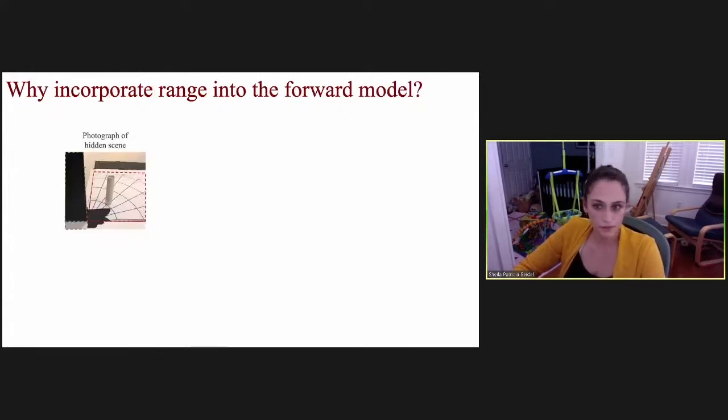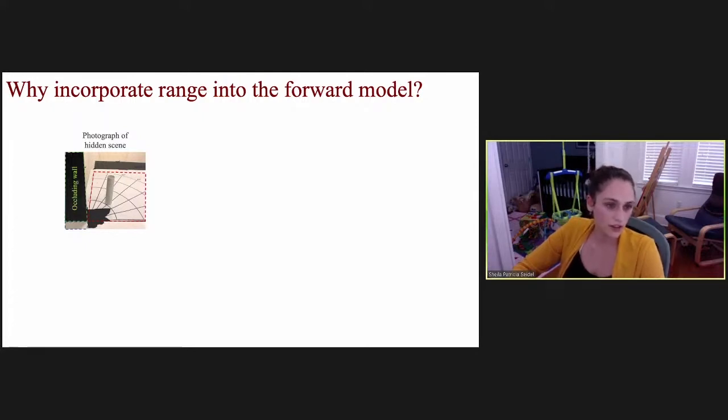So you might have looked at the last few slides and thought, you know what, angle is very easy to estimate from this edge, but range is much more challenging. Why are we trying to incorporate range into our forward model? So I'm going to use a toy scenario to try to answer this question.